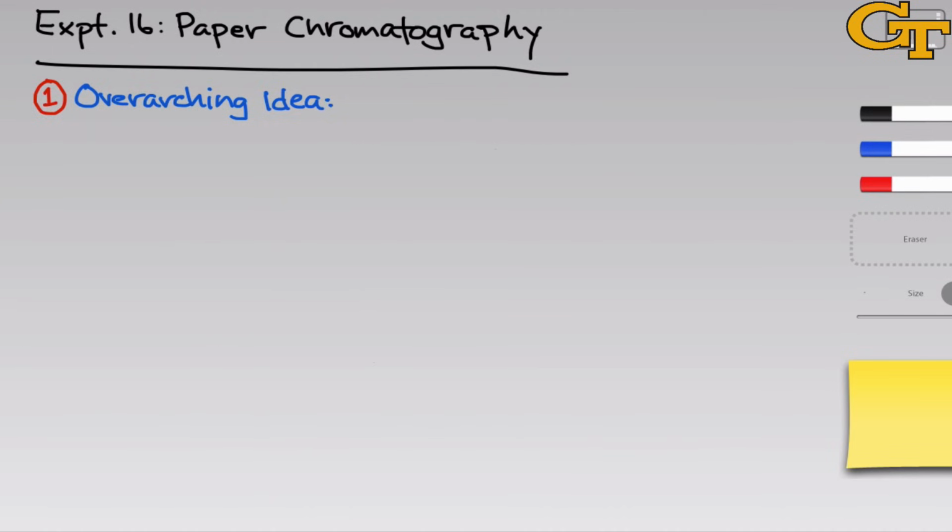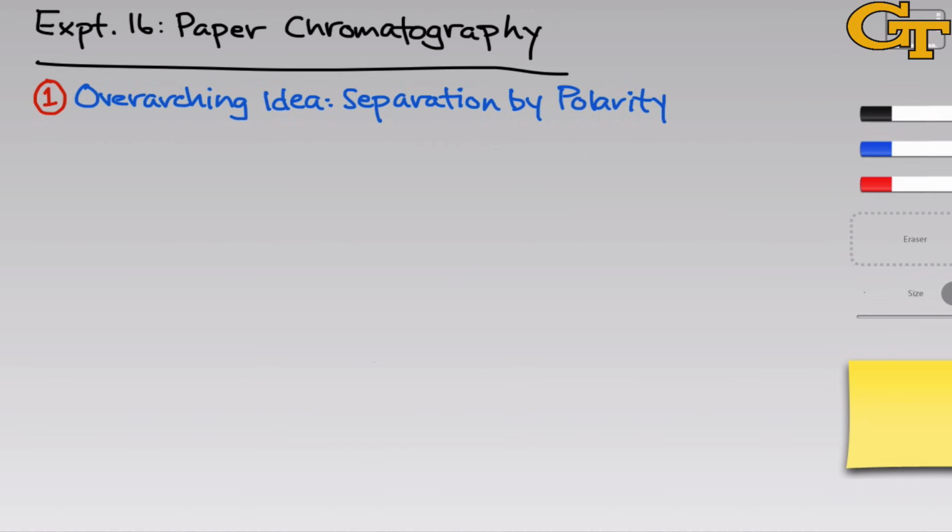So let's begin with the general idea behind paper chromatography. The overarching principle of all chromatographic separations is to separate on the basis of polarity differences. In general, the way we separate compounds is we use differences in their properties and we exploit those differences to physically separate them in space. And the property that's most important for chromatography is the polarity of the molecule.